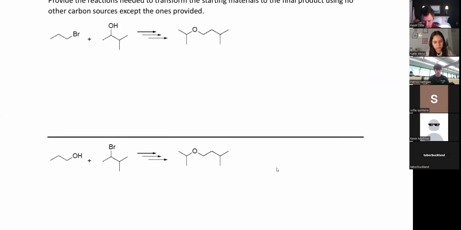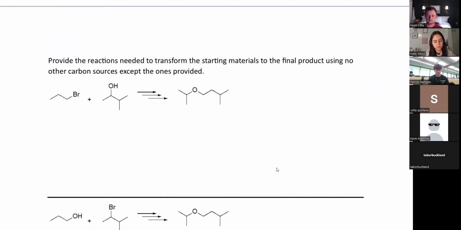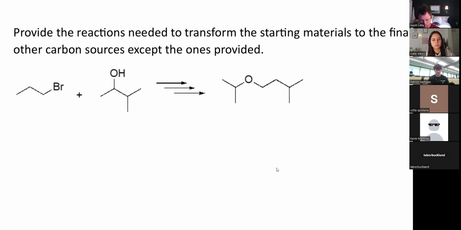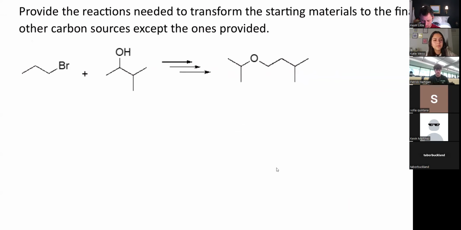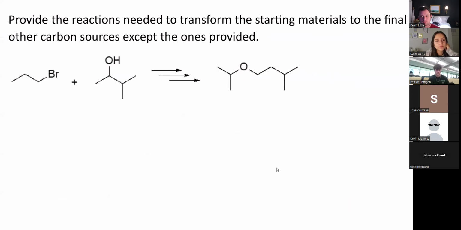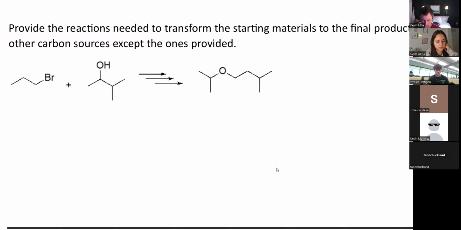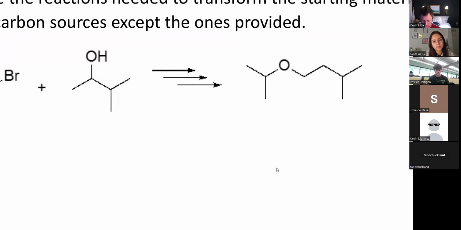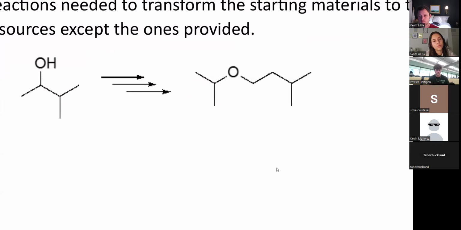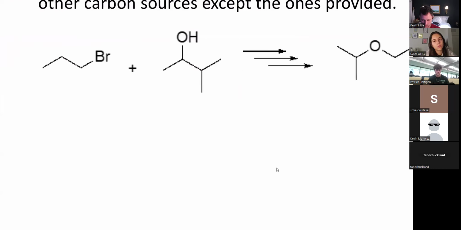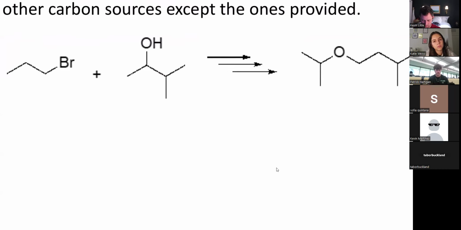So 2 more question types. So this is a synthesis. We're going to need multiple reactions to get this final product. So this is exactly what we did on Monday. I would look at this final product and say, how did I get here? How did I get from point A to point B?